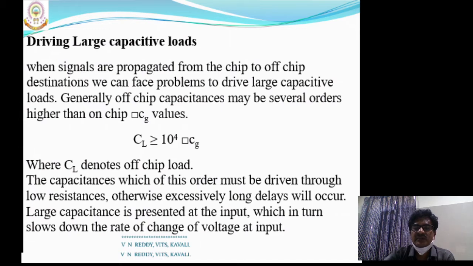Okay. So usually the chances for providing very high load capacitance is when the signals are propagating from the chip to half chip. Approximately the capacitance value is 10 power 4 square series, greater than that value. So that much high capacitance load we can observe in the half chip as a load. To overcome this problem, we need to provide very low resistance source circuits. That is, the inverter has to provide very low resistance. Then only the total delay can be reduced.